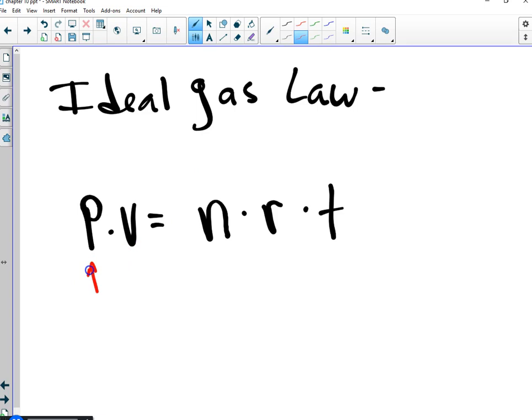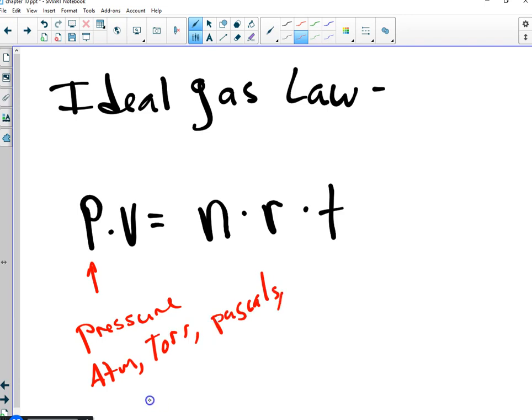So, pressure. And pressure can have a few different units. The easiest one is atm. There's torr. There's pascals. There's millimeters of mercury, which is torr as well. And then if you watch the news, in America we're weird, so we do inches of mercury.